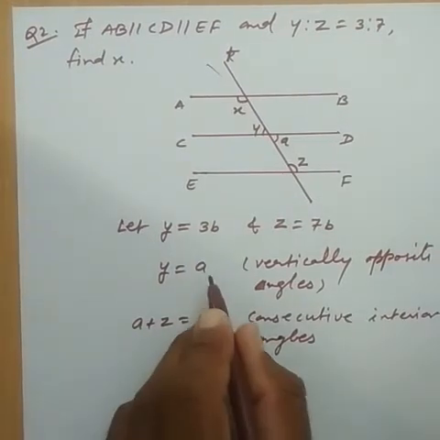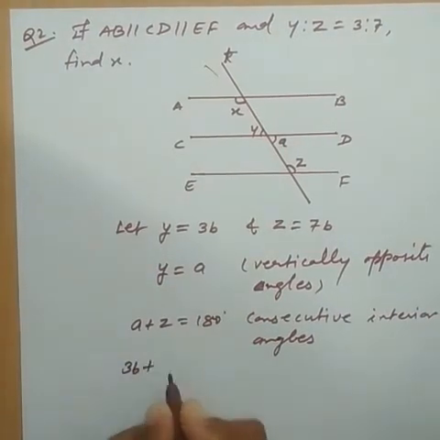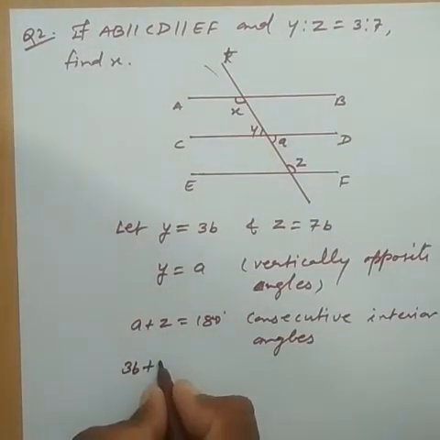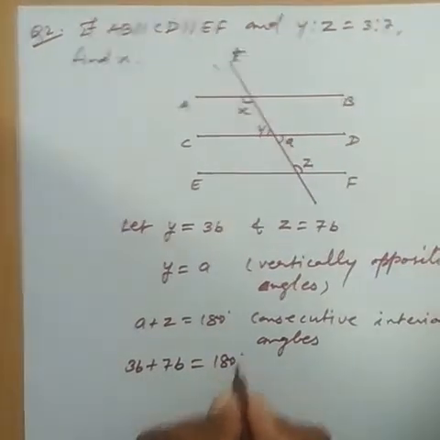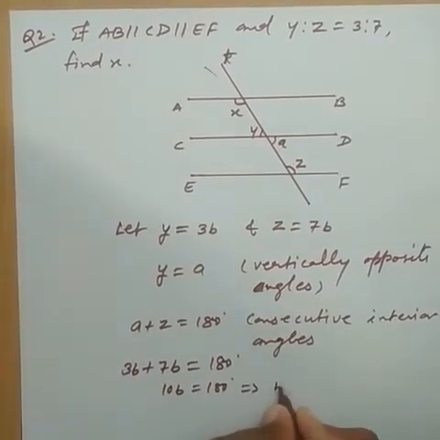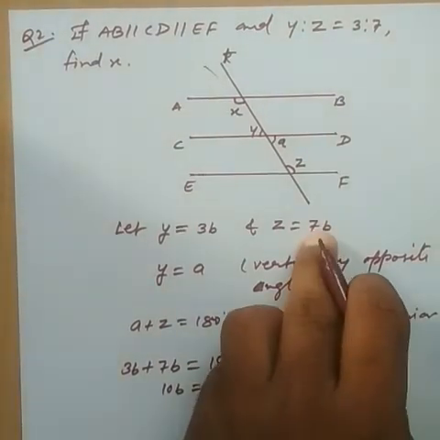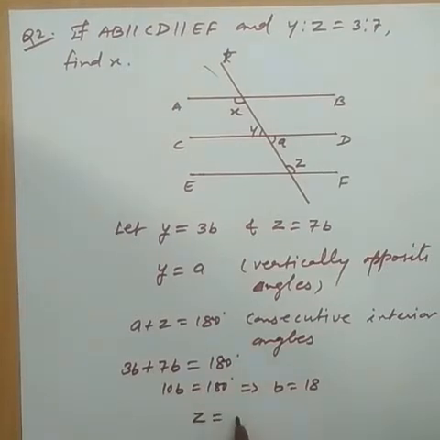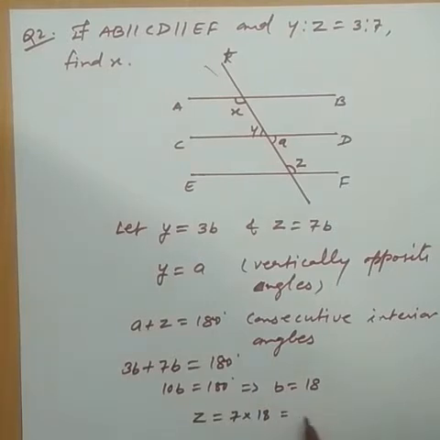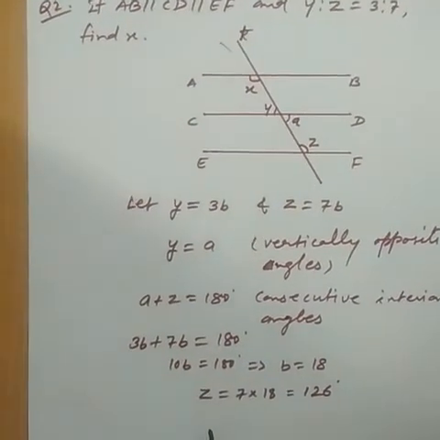The value of A is equivalent to Y, and the value of Y is 3b. So 3b plus Z, which is 7b, equal to 180. 10b equal to 180. Then b equal to 18. Multiply b by 7, then we will find the value of Z, because Z equal to 7 into b, which is 18. So 18 into 7 is 126 degrees. This is the value of Z.